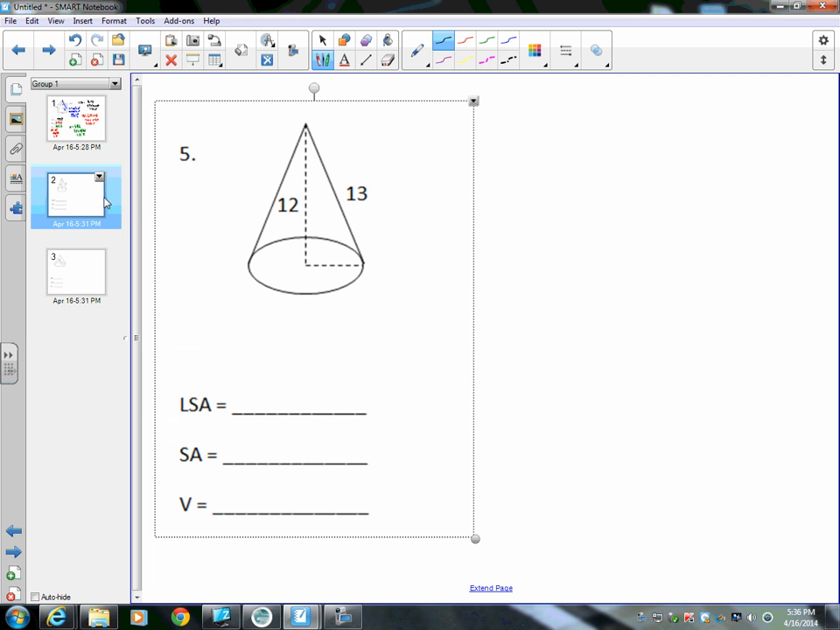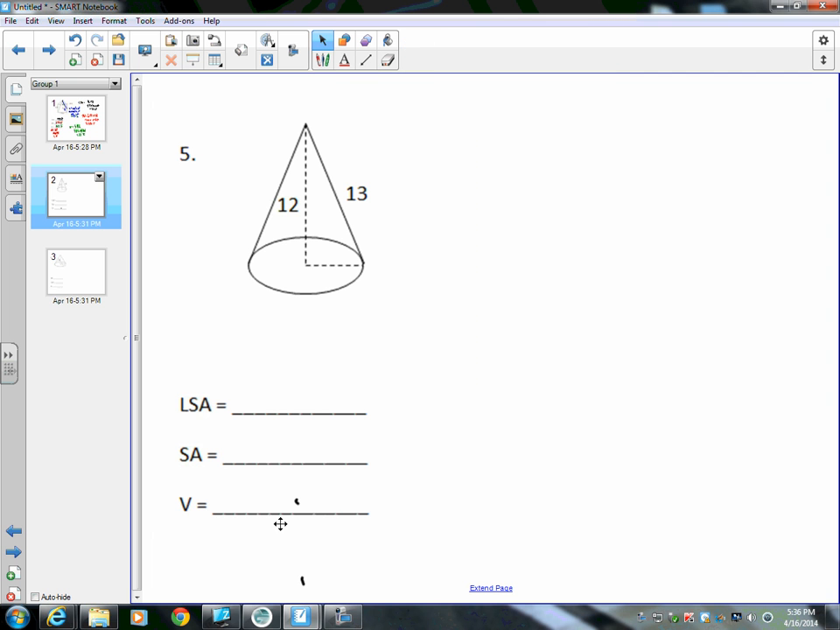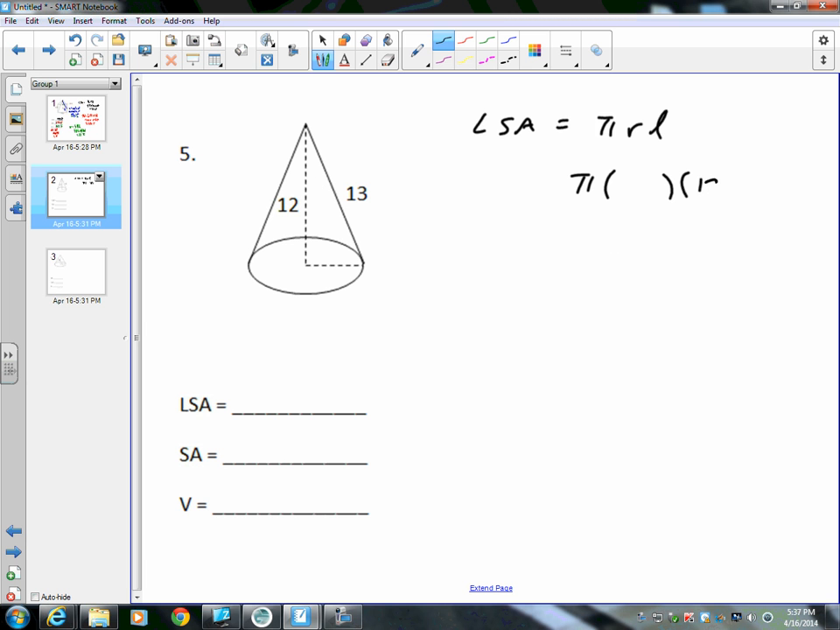Next problem. Again, this is very similar to what we just did. In this case, this is a cone, not a pyramid, but they are very similar. We're going to start first with lateral surface area. So lateral surface area of a cone is pi r L. R is radius, which we don't know yet. I do know the height. I do know L, which is slant height, so I'm going to go ahead and plug that in. But we don't know radius. So how do I find radius?